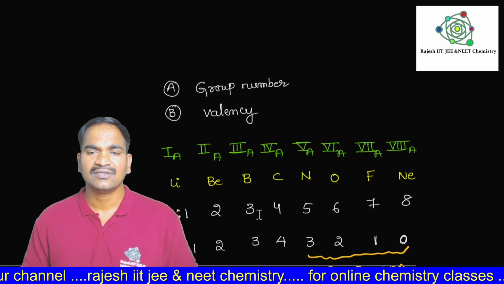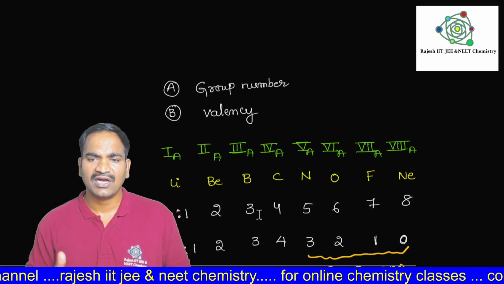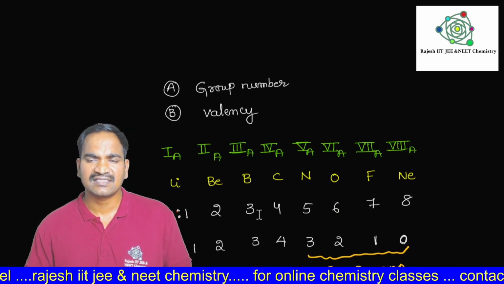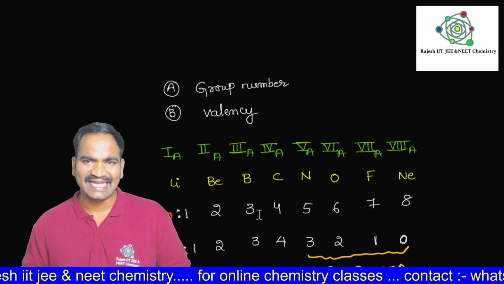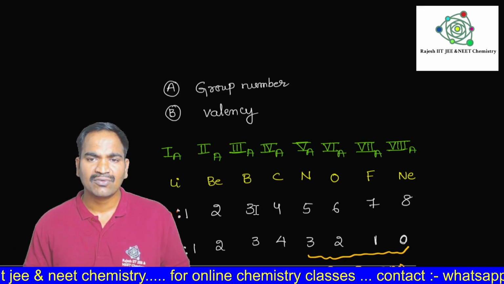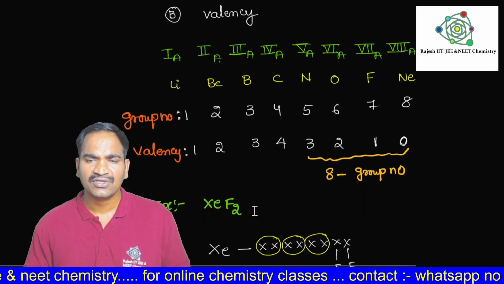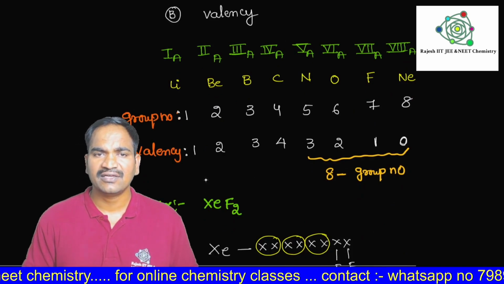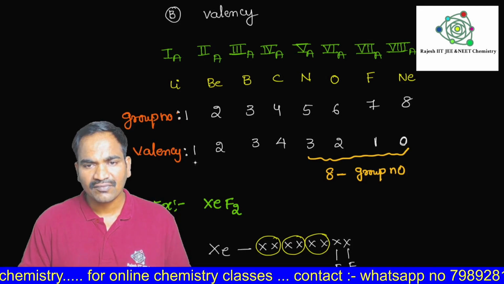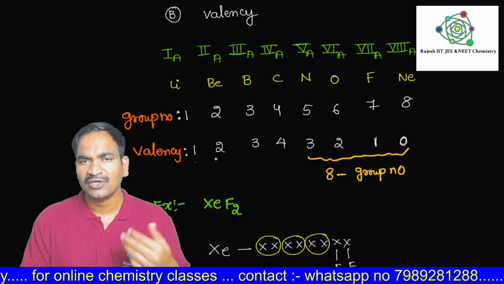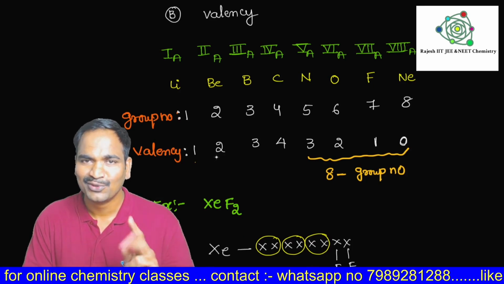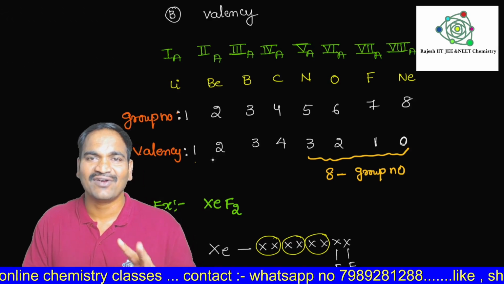Is it clear? Now I want to show you the group numbers here: 1, 2, 3, 4, 5, 6, 7, 8. You all know 1A, 2A to 8A. Have you got it? Now, the valency of these groups: the 1A group has 1 valency, so it can form 1 bond. The 2A group can form 2 bonds. The 3A group can form 3 bonds.